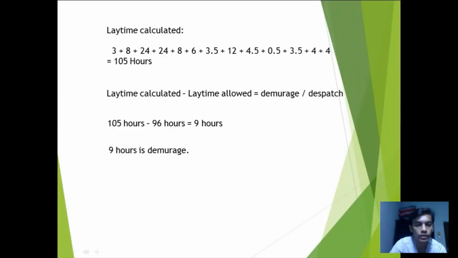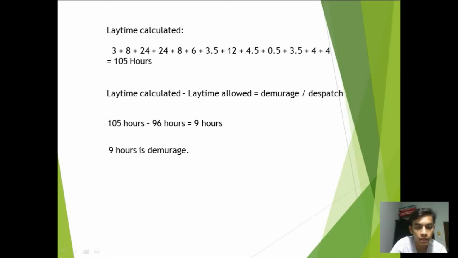After we get the time to count, we can calculate the laytime by adding all the time, and we get 105 hours. To calculate the demurrage or dispatch, we calculate laytime calculated minus laytime allowed. The laytime allowed is 96 hours and the laytime calculated is 105 hours. This means there will be demurrage, and the demurrage is 9 hours.